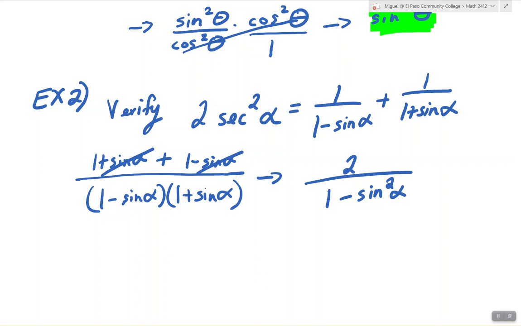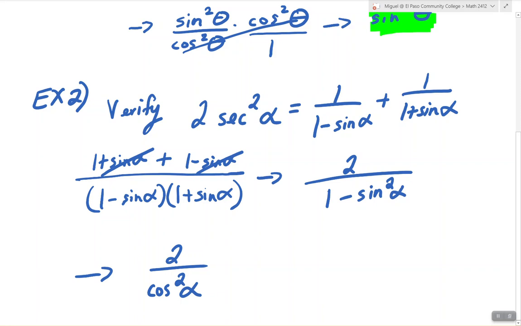And the hint here is that we have a sine right now. It's really the only trig function we have, but it is squared, and there is a 1 in there, so maybe we can use the Pythagorean identity right in here. So 1 minus sine squared is actually equal to cosine squared of alpha.